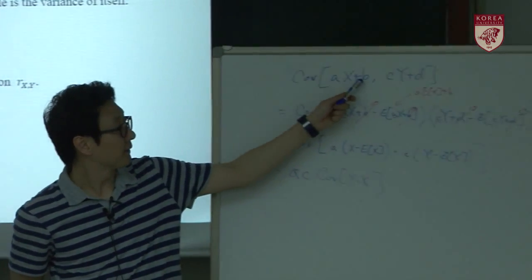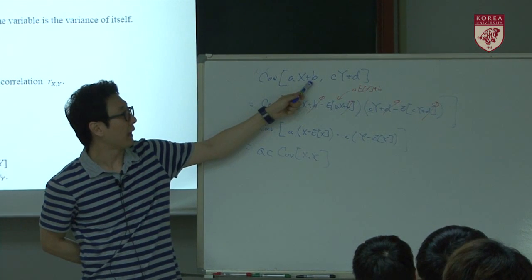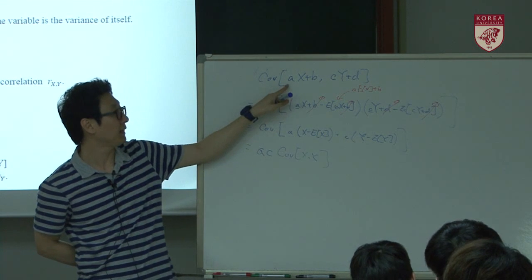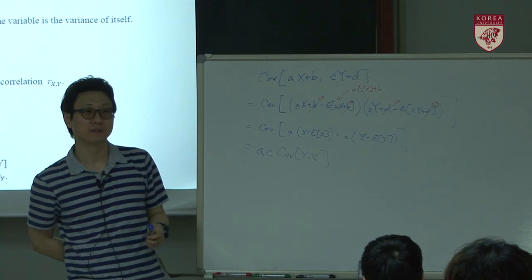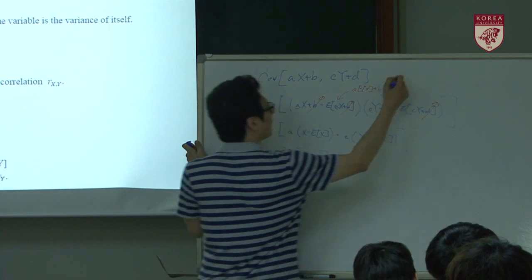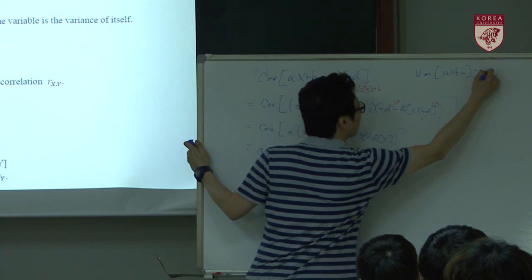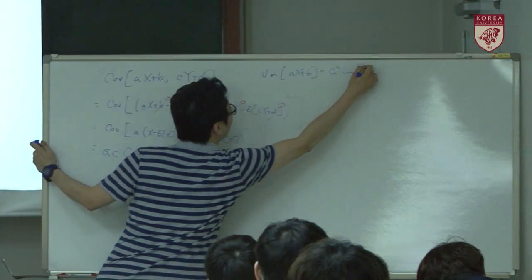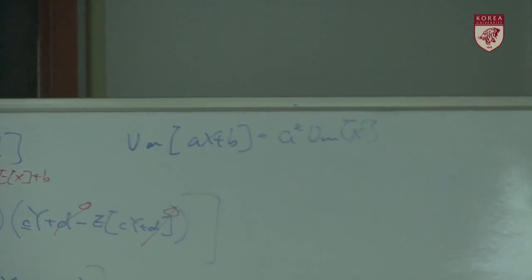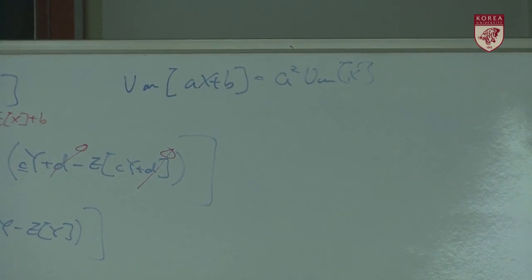So it isn't affected by adding the constants b and d. Only the scalings a and c are important factors. So it is similar to the variance, right? The variance of ax plus b is given by a squared times variance of x. So this b doesn't affect the variance. The covariance also means how much it varies, so it isn't affected by the shift.